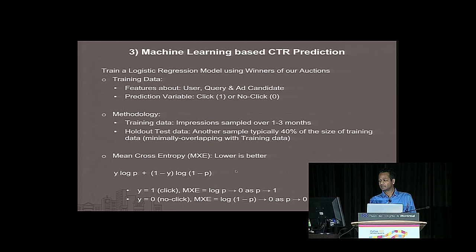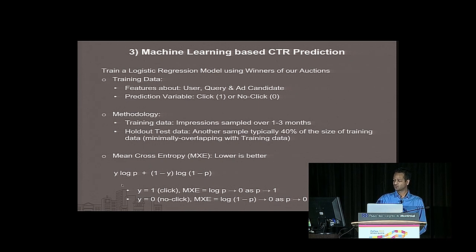So now the performance metric that we measure is mean cross entropy. So in this formula here, y is our prediction variable. It can take values of 0 and 1, which is click or no click. And p is our predicted click-through rate, right? So this formula would be optimized or minimized because lower values are better. It will be optimized if, for every ad which leads to a click, I could say with a certainty of 1.0 that it is going to lead to a click, right?